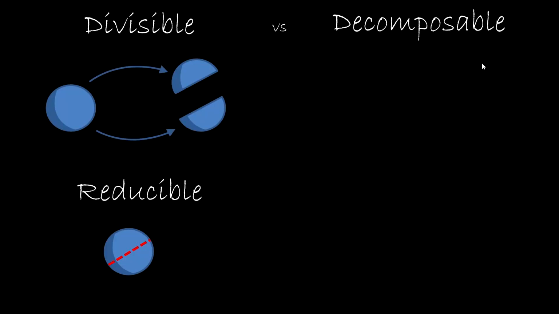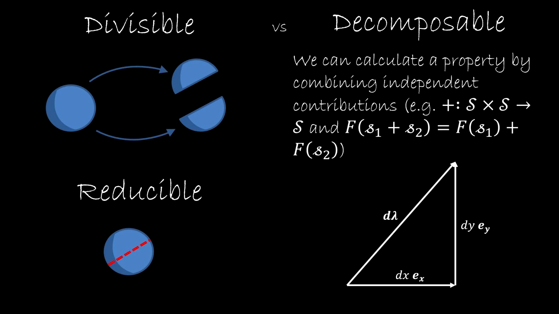Now let's look at the last property, decomposability. We say a system is decomposable if we can calculate one or more properties by combining independent contributions from separate components.